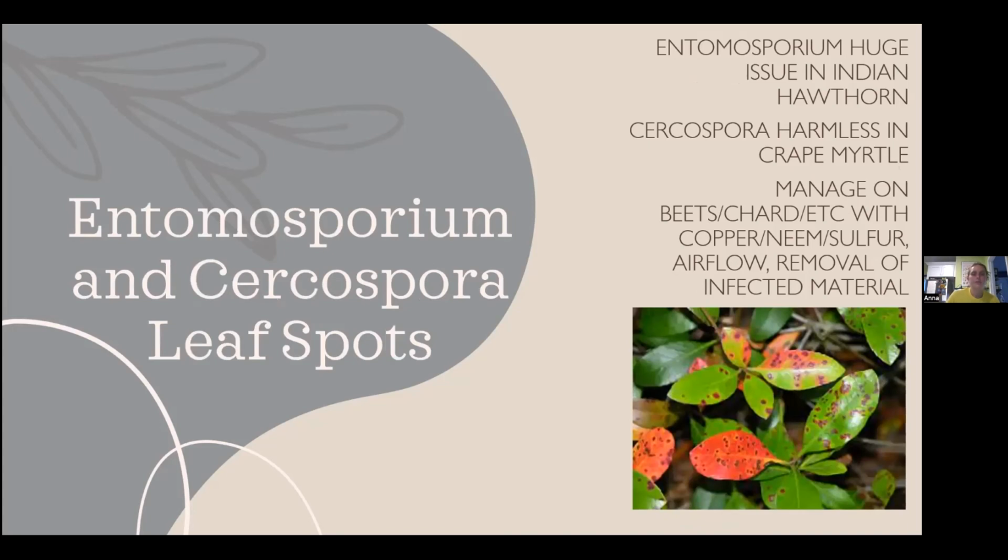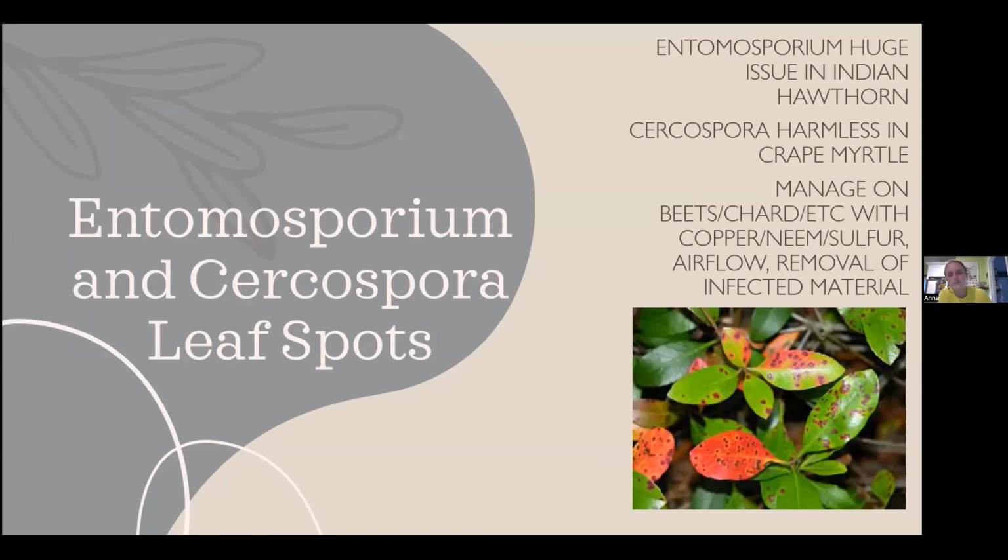Entomosporium and Cercospora leaf spots, really prevalent this time of year. I mentioned it in crepe myrtle, beets and chard also. You can manage it in your vegetable crops with copper, neem, or sulfur, good airflow, so don't really pack your rows together of beets and chard. Removal of the infected material promptly, so maybe clip those leaves off in the mornings when you notice them. But it's not really a huge issue. It doesn't cause a lot of decline if you stay on top of it.